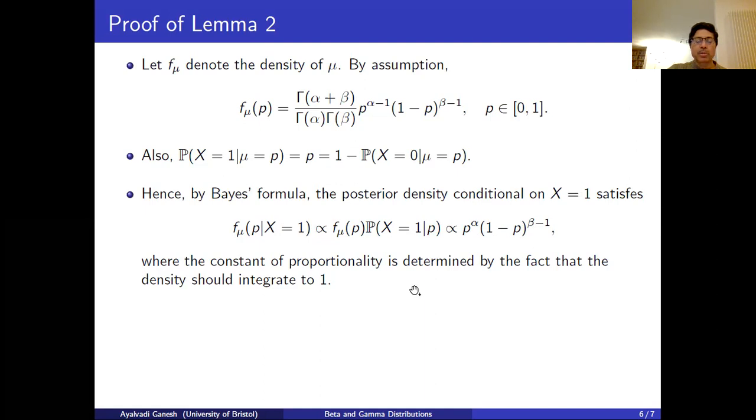Okay, so what is that proportionality constant? If you look at this density, hopefully you recognize it. Take a moment to see if you recognize it.